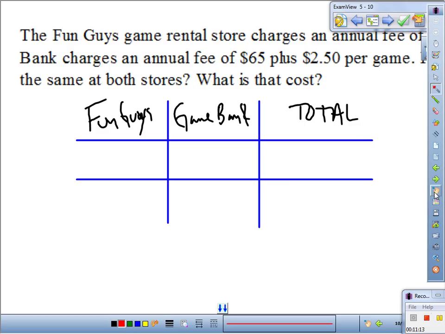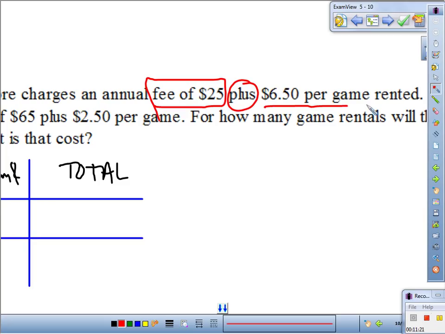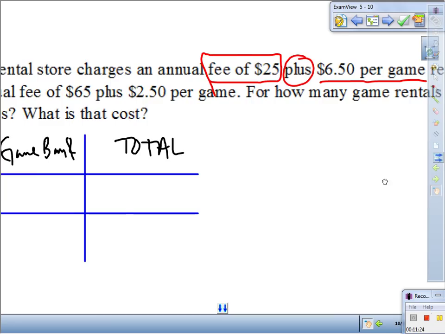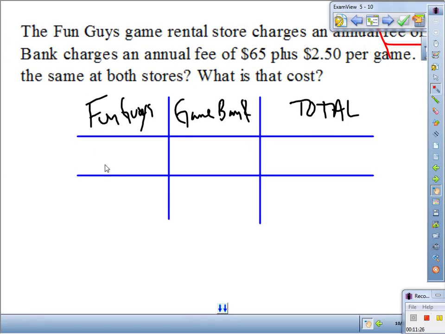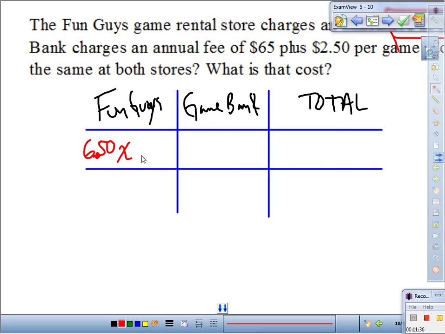Let's read Fun Guys, how much they charge. They charge an annual fee of $25 plus $6.50 per game rented. So since we don't know how many games, we're going to write what? $6.50. What else? X. And how much do they charge from the beginning? $25. So that's plus 25. Remember this from the first semester? But now, since we're in systems, this has to be equal to what? Y. That is correct.